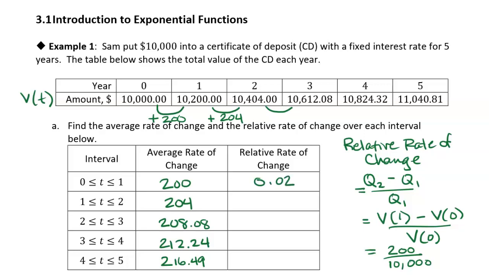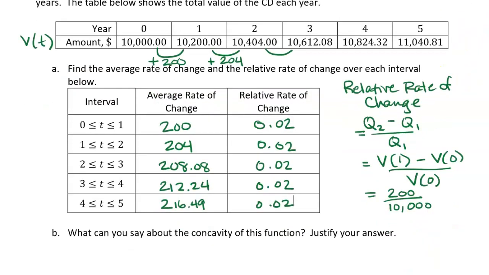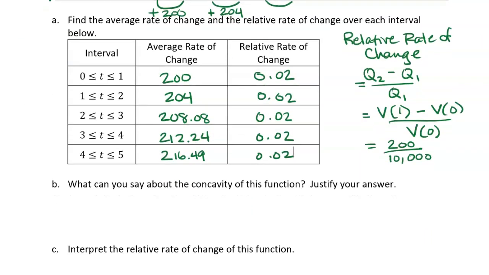Okay, and then for the next interval, we're going to look at the value at 2 minus the value at 1, which is 204, and we're going to divide that difference, 204, by 10,200. And if you do that, you also get 0.02. And if you do that in each case, you get 0.02. So that's interesting. We have a constant relative rate of change. All right. So let's scroll down here a touch and see what other questions they're asking us.